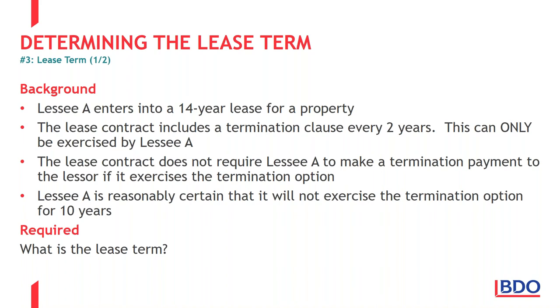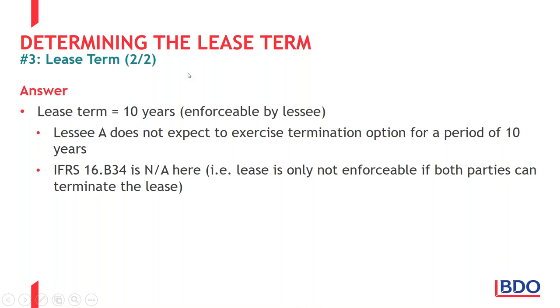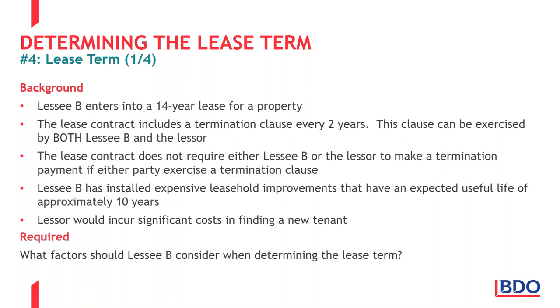So IFRS 16 paragraph B34 is not applicable here because the lease is only not enforceable if both parties can terminate the lease. So in this situation, only one party can terminate the lease, and therefore we've got an enforceable agreement. So that's the first one, and that's the normal one. So that's a little bit of an introduction, and also the one that the IASB webcast started with. So the lease term is 10 years, and paragraph B34 is not really a factor. We're warming up. The next example is, what if lessee B enters into a 14-year lease for a property? Now, the lease contract includes a termination clause every 2 years.